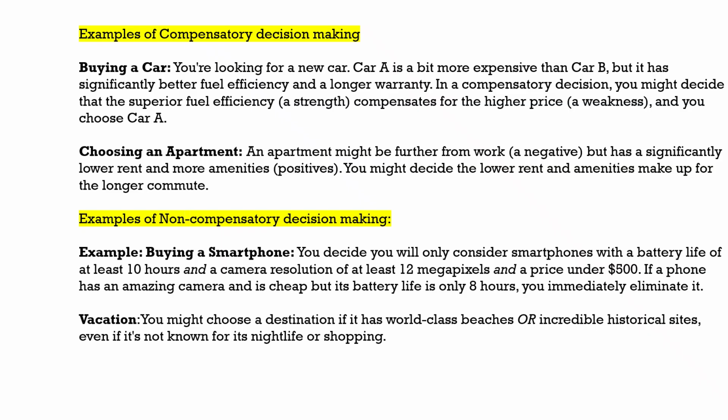Now, while exploring different options, a consumer finds out that car A is a little more expensive than car B, but car A has better fuel efficiency and a longer warranty. So here the consumer would make a compensatory decision of purchasing car A over car B, because the consumer is compensating a higher price for fuel efficiency.